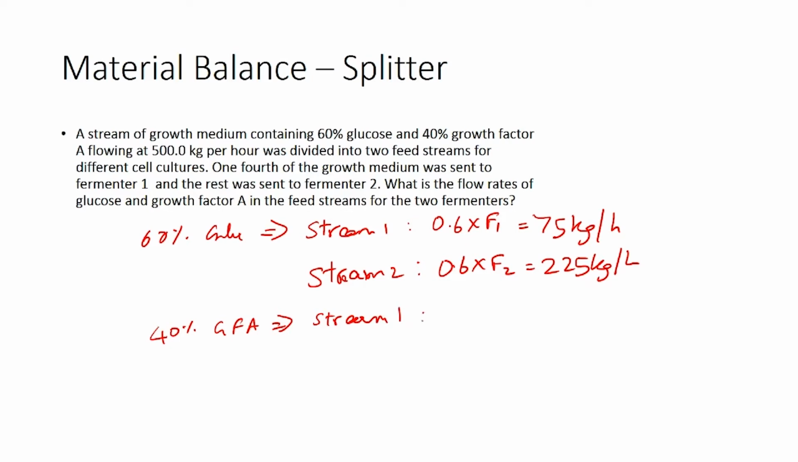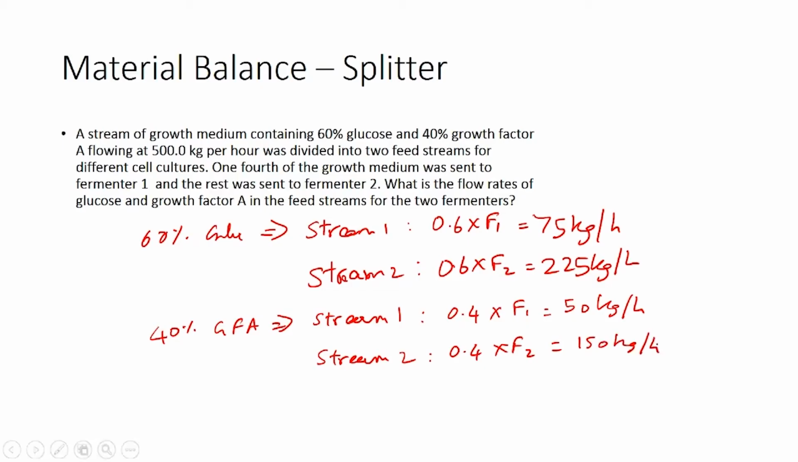1 would contain 0.4 times F1, which is 50 kilograms per hour, and stream 2 would contain 0.4 times F2, which is 150 kilograms per hour. With this, our calculations are completed.